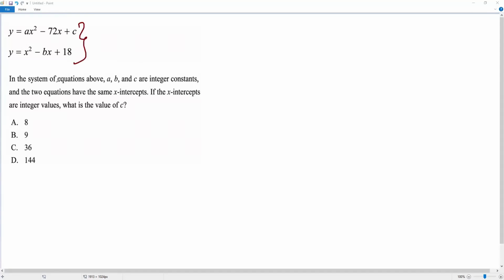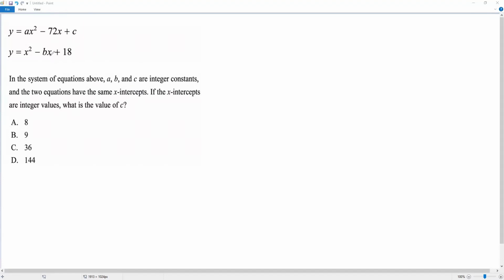Here we have two quadratic functions. In the system of equations above, a, b and c are integer constants and the two equations have the same x-intercepts. If the x-intercepts are integer values, what is the value of c? Using the given information, we have to get the value of this constant c.